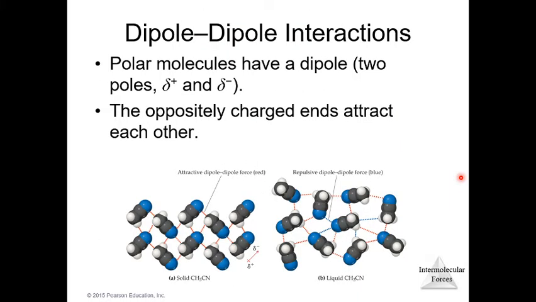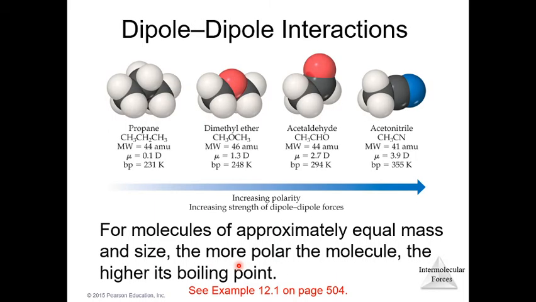Okay, next interaction is dipole-dipole. This is stronger than the others that we've talked about so far. Dipole-dipole interaction is when we have polar molecules with a permanent separation of charge. The oppositely charged ends will attract each other. This is a much larger intermolecular force, which translates into higher melting points and higher boiling points. So the more polar your molecule is, the higher your boiling point.